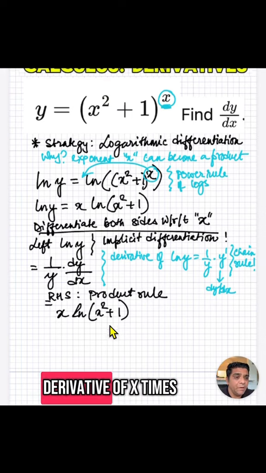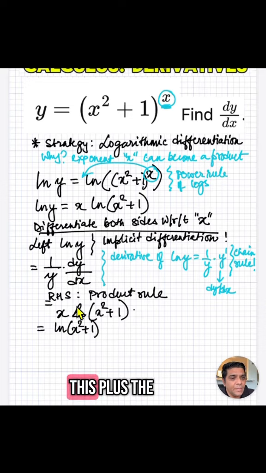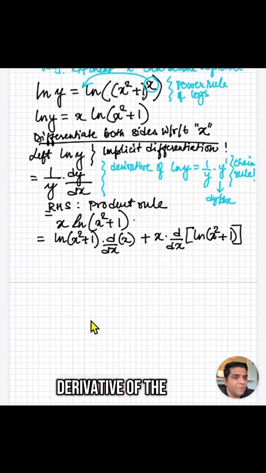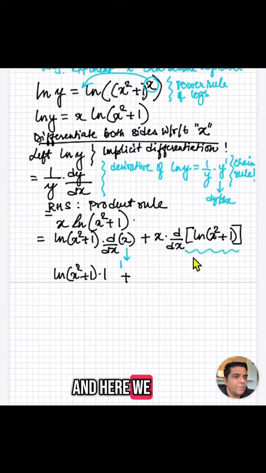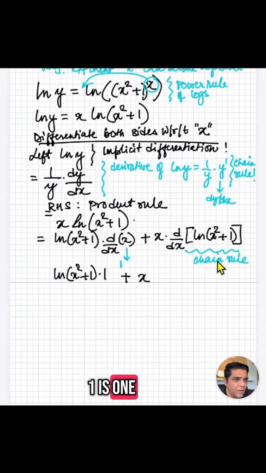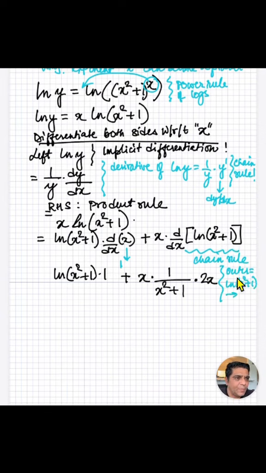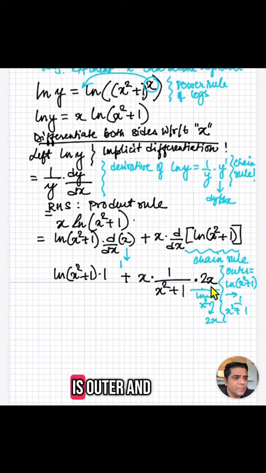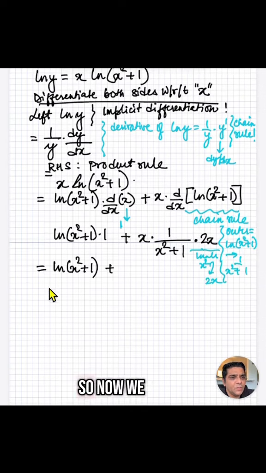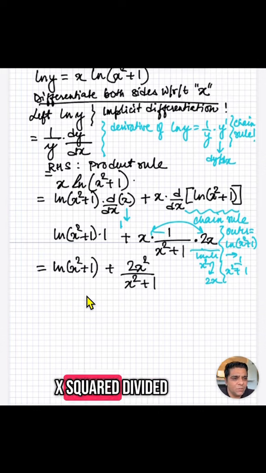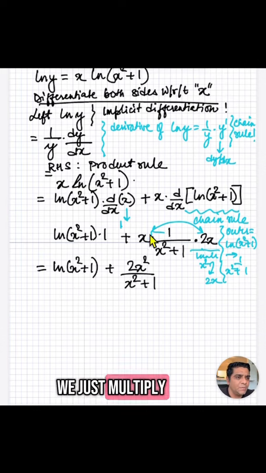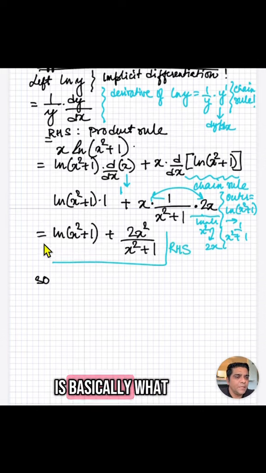So the derivative of x times this, plus x times the derivative of the other part. Okay, good. So the derivative of x is 1. And here the derivative of ln(x squared plus 1) is 1 over (x squared plus 1), and then the inner function we have to differentiate, which is 2x. Okay, so this is outer and then inner. So now we are left with ln(x squared plus 1) plus 2x squared divided by (x squared plus 1). We just multiply these, and this is basically what we have on the right hand side.